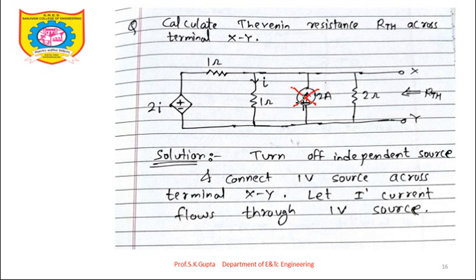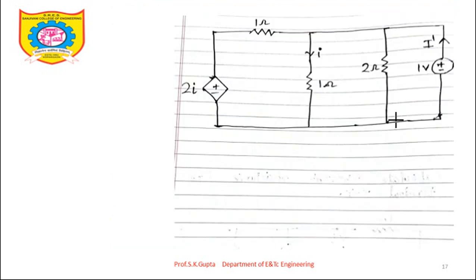Okay. So now a dependent source is present, so I need to connect a 1 volt source here. Plus minus 1 volt source I will connect. And the current, let us say, I dash. So I will use the current I dash. So keep the dependent source and connect a 1 volt source across terminal XY. Let I dash be the current flowing through this 1 volt source. So this is the simplified circuit. I have removed that 2 ampere current source.